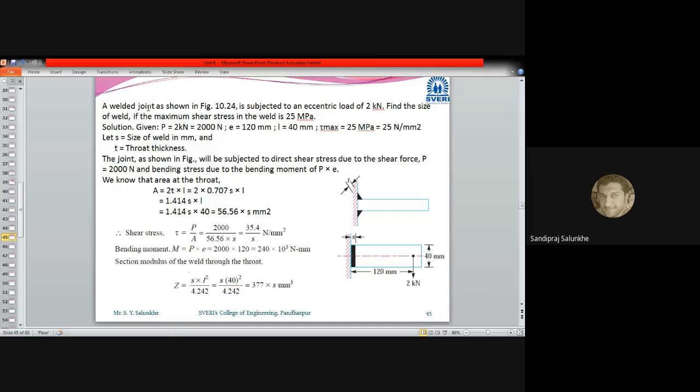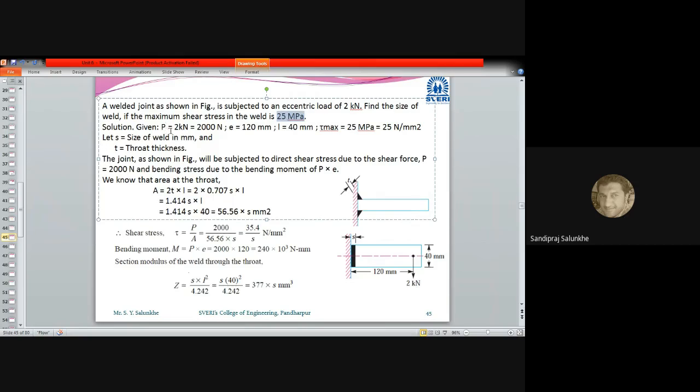Now this is one example. Such types of examples have not been asked in our syllabus. But we will see one example by means of which we can calculate the strength of this weld, which is of the eccentric type of category. I'll read this statement. A welded joint as shown in the figure is subjected to an eccentric load of 2 kilonewton. Find the size of weld if the maximum shear stress in the weld is allowed as 25 megapascal.